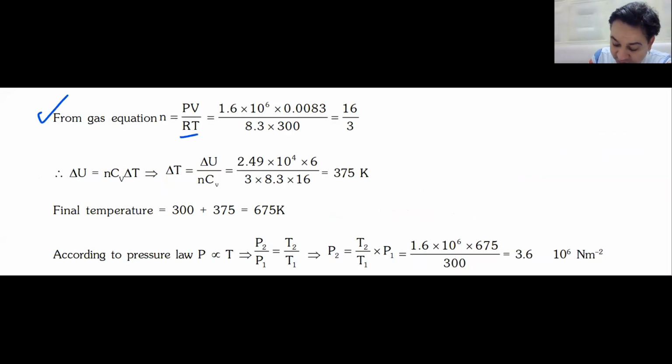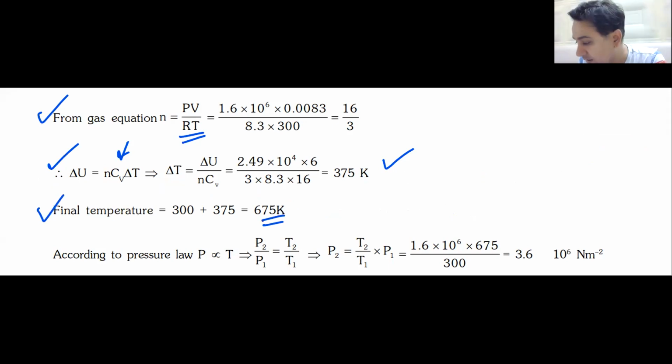You have to calculate the number of moles. Then from delta U and the value of Cv, you can calculate the change in temperature. Once you get the change in temperature, you will get the final temperature. Since it's a process at constant volume, P by T would be a constant. P1 by T1 would be equal to P2 by T2, and that is how you will get the value of P2 from P1, T1 and T2. Do you understand this better? Yes, sir.